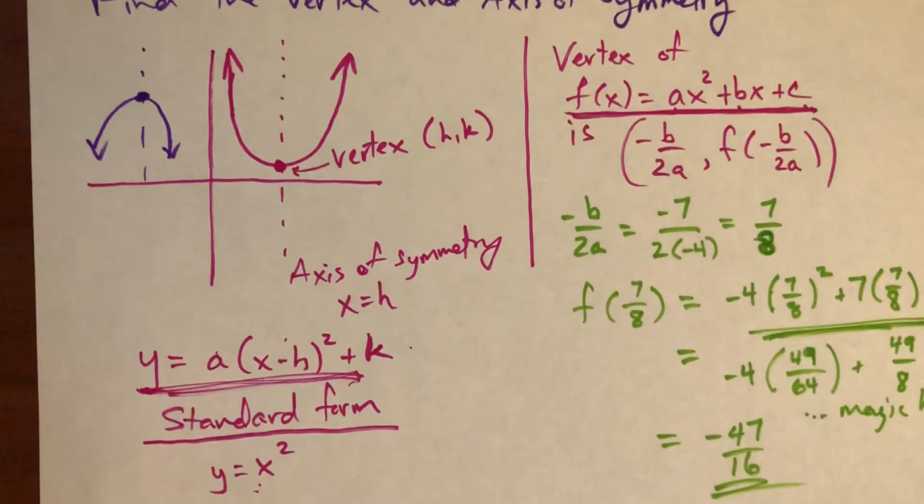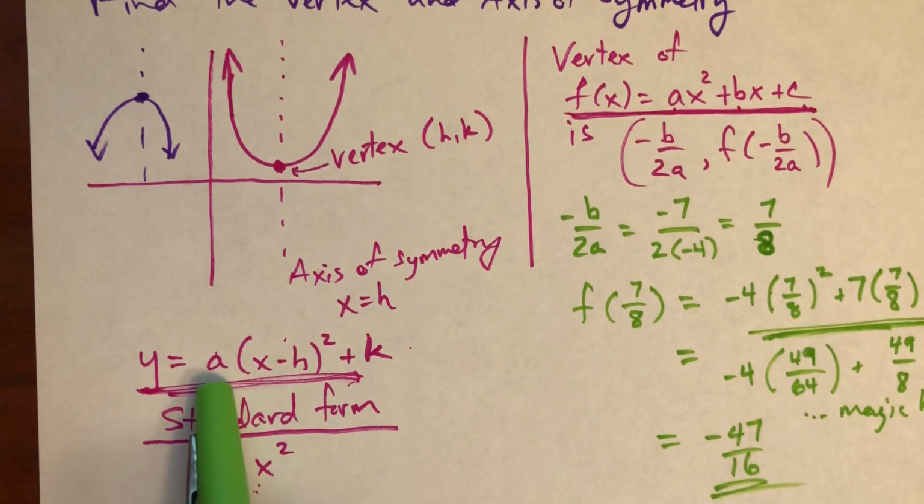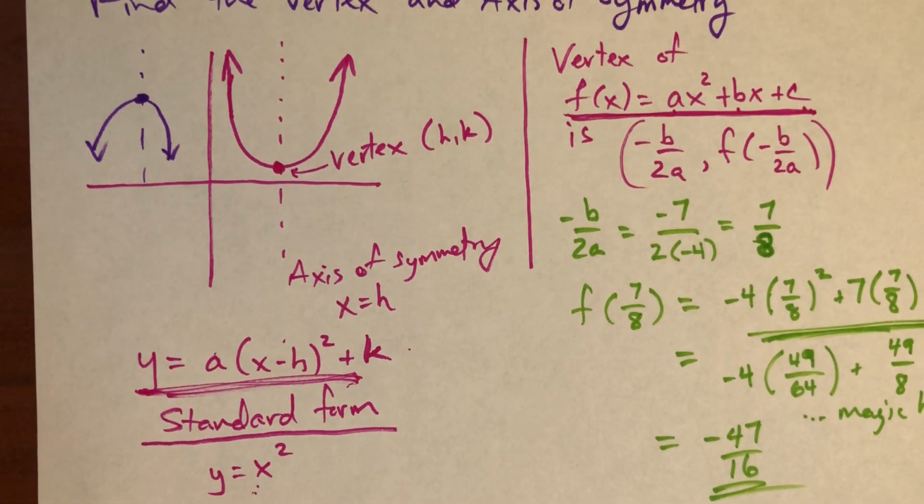Maybe I'll write that down. That'd probably make it a little too busy. If this is bigger than 0, then it opens up. If it's smaller than 0, then the parabola opens down, and we can decide if it's a minimum or maximum at that point.